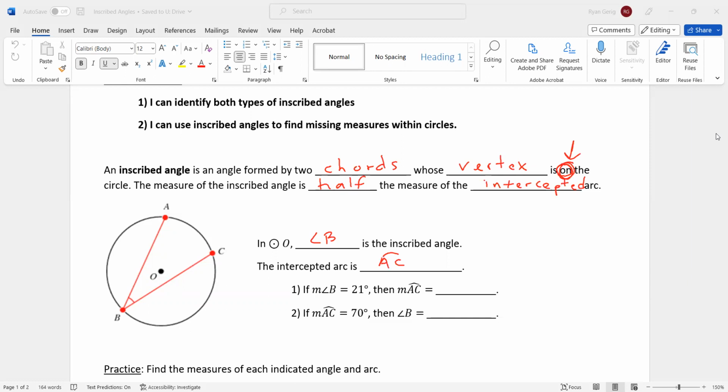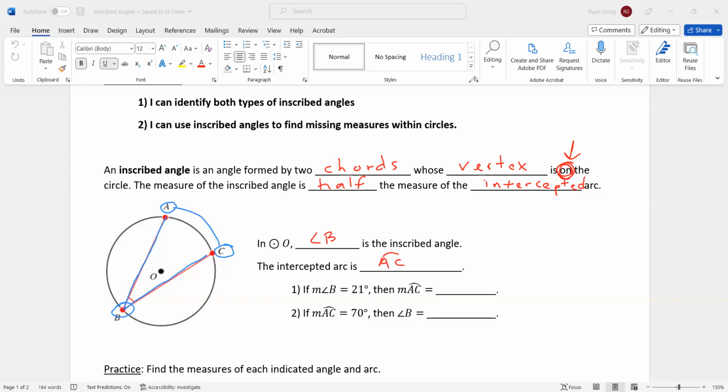So if I'm looking at the arc, and I'll change to blue so you can see it better. If I follow the angle to where it hits the circle, basically making a chord, I hit A and I hit C, so the intercepted arc is AC.